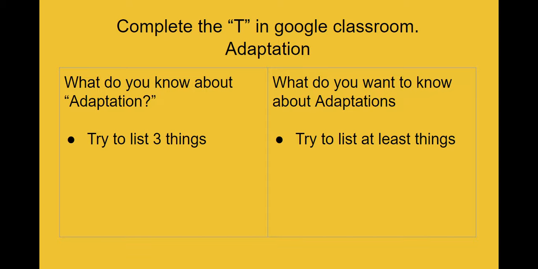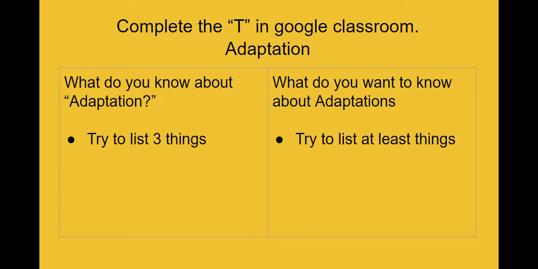Complete the T-chart in Google Classroom. The topic is adaptation. On your left-hand side, it says, what do you know about adaptation? I want you to try to list 3 things you know about the word adaptation.